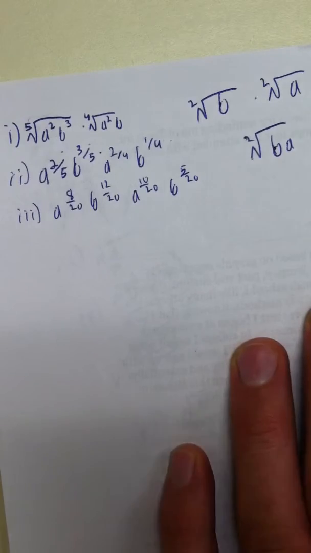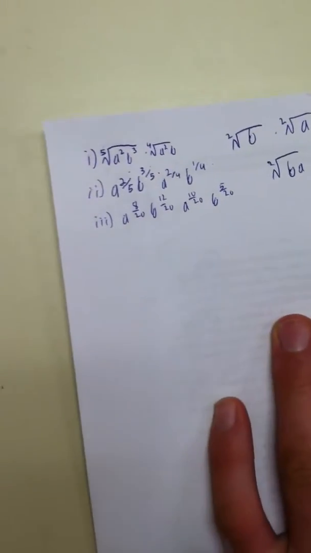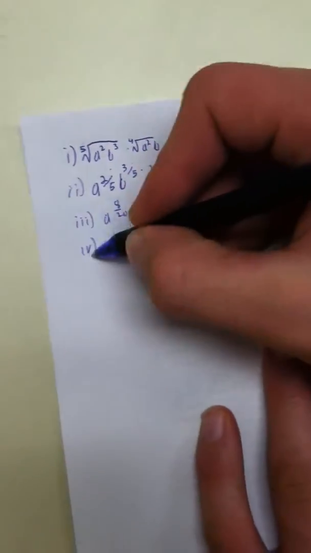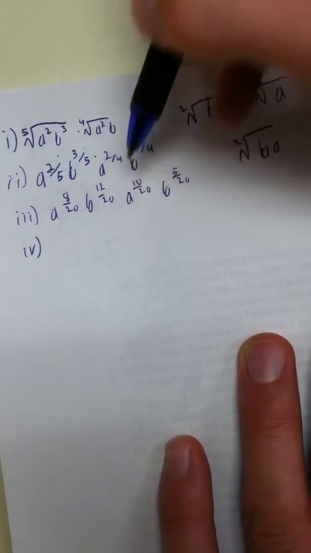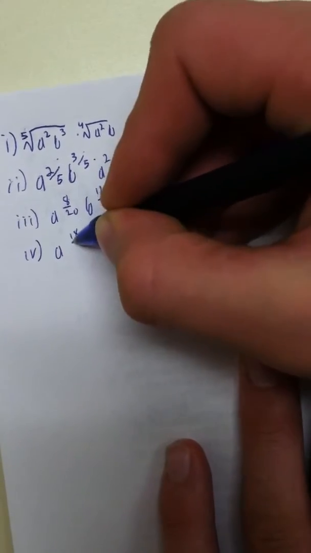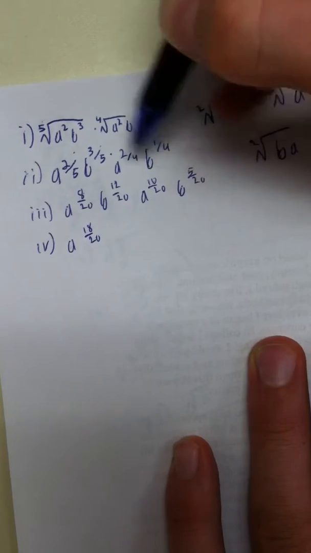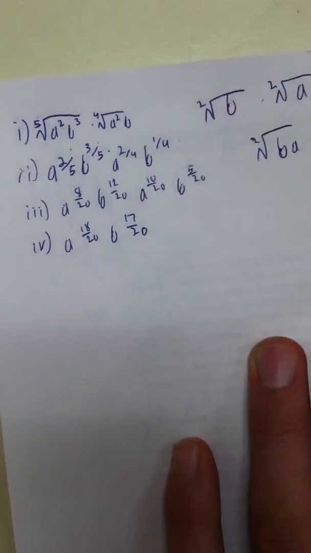So now if you remember back to when you learned about the rules of exponents, you should remember that you can combine them when they have the same base. So our fourth step is to combine this. So 8 plus 10 equals 18, a to the 18 over 20, and 12 plus 5 equals b to the 17 over 20.